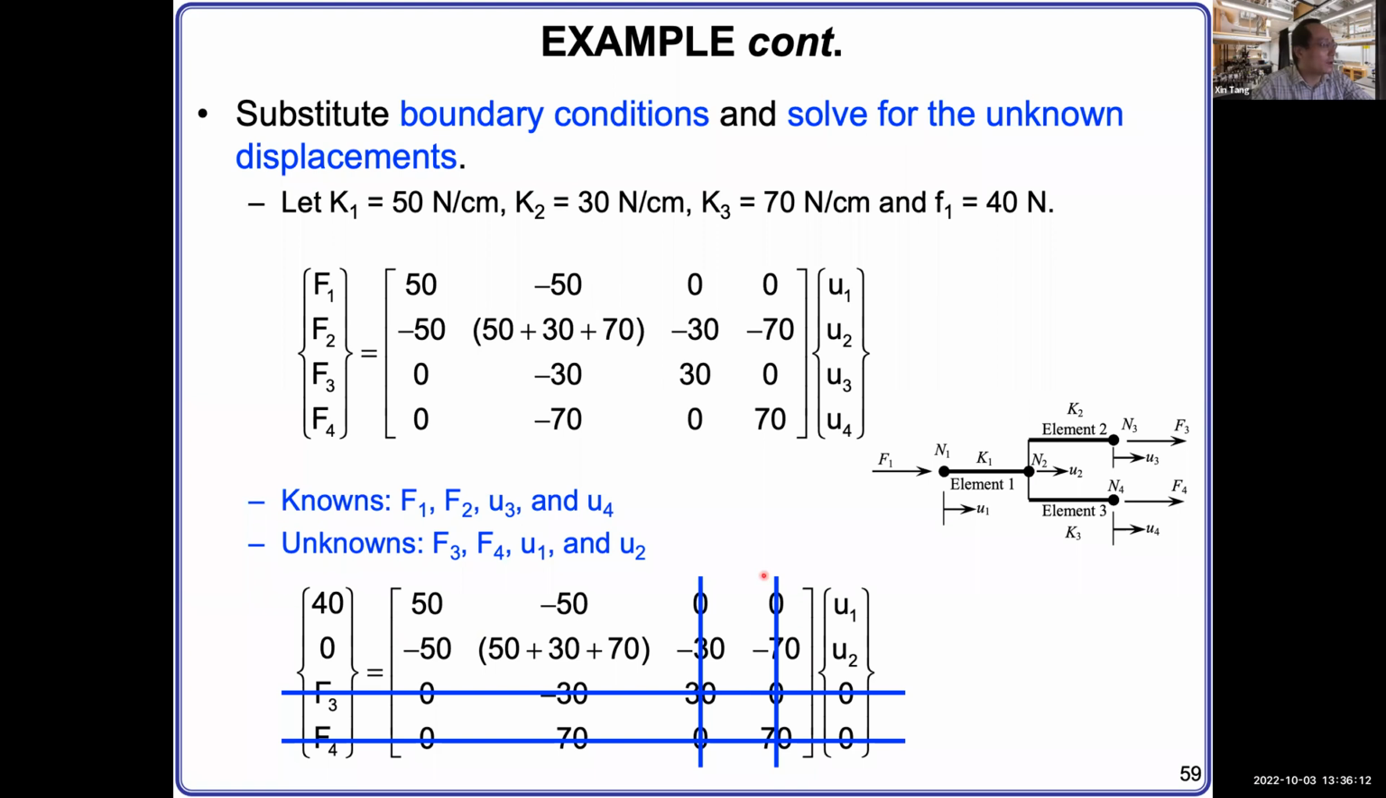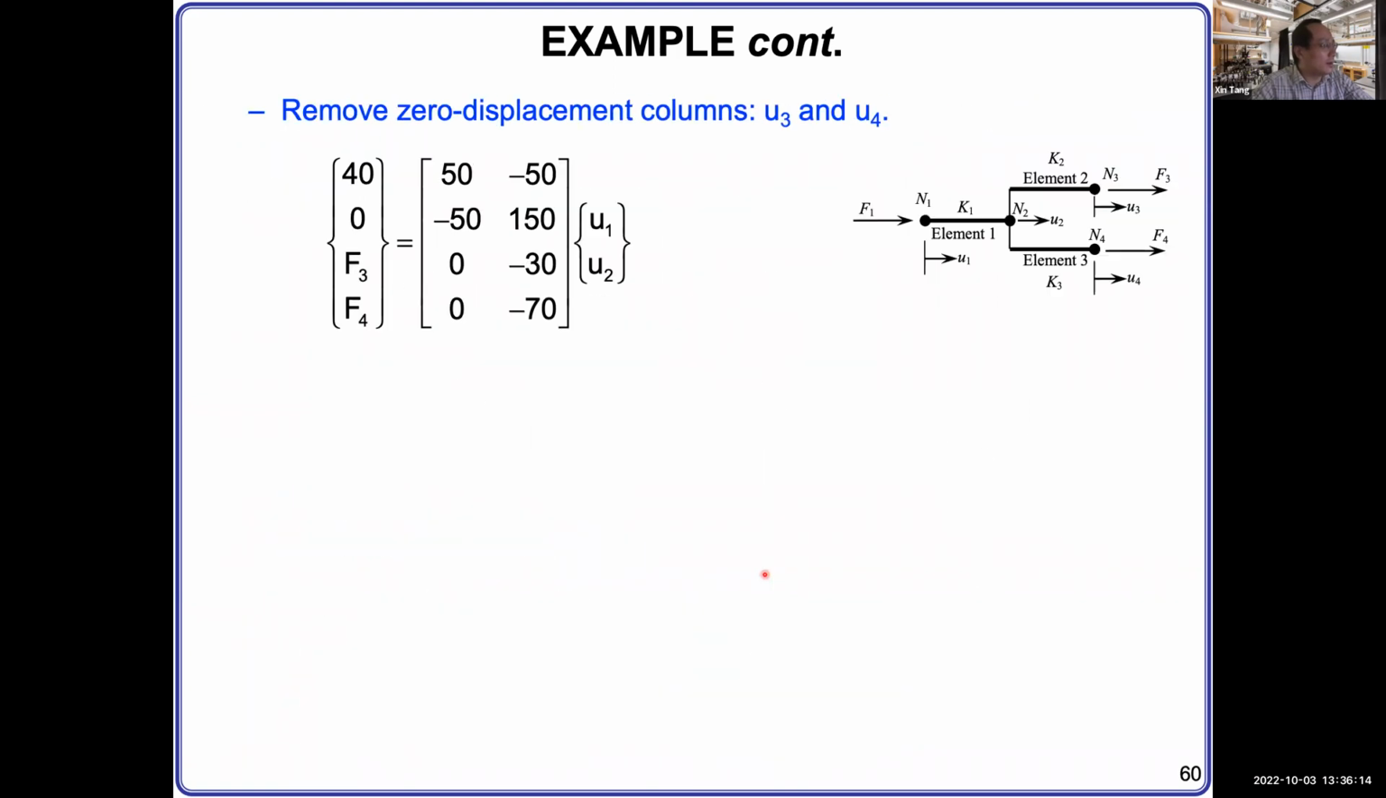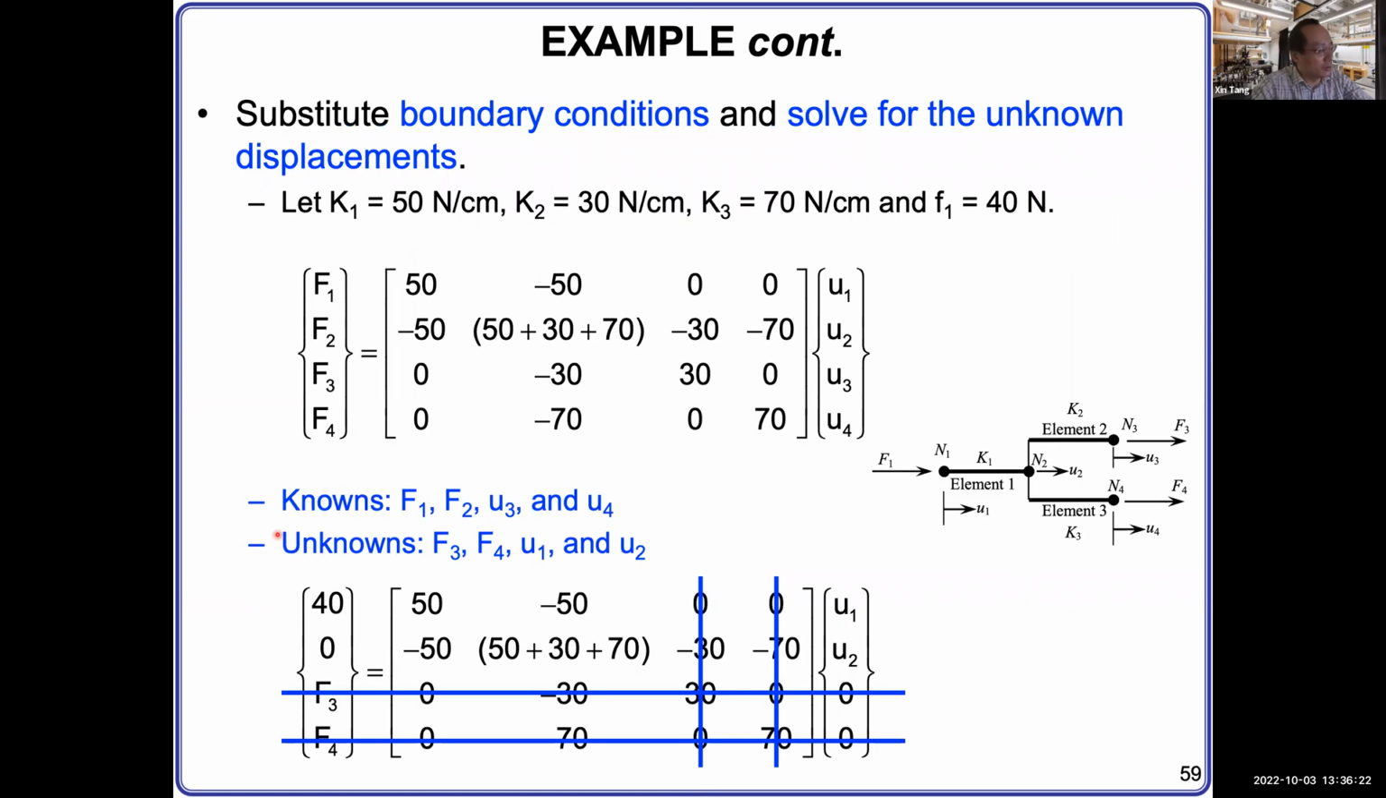Then multiplying together, we will have those equations, these 4 equations. Okay. In fact, here we rule out the F. So we have 2 unknowns. So you have a 2 by 2 matrix times a 2 by 1 vector equal to a 2 by 1 vector. Then you can quickly solve U1, U2.